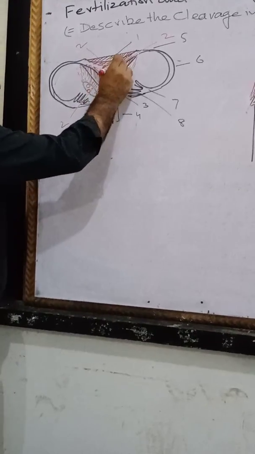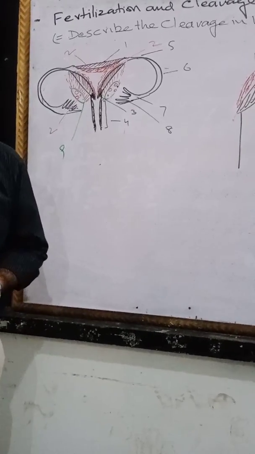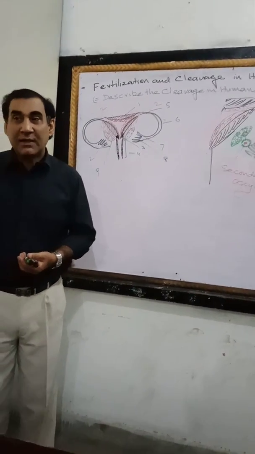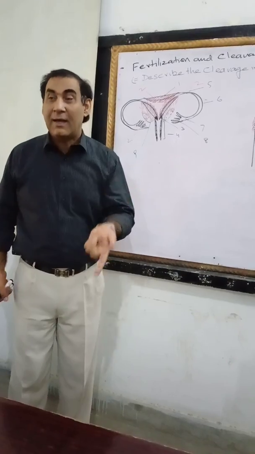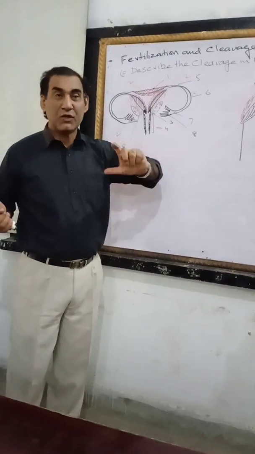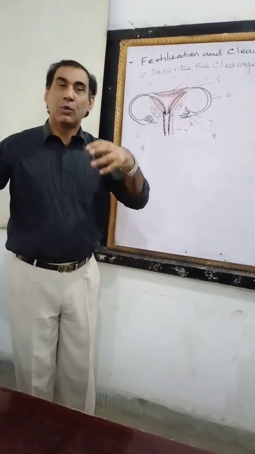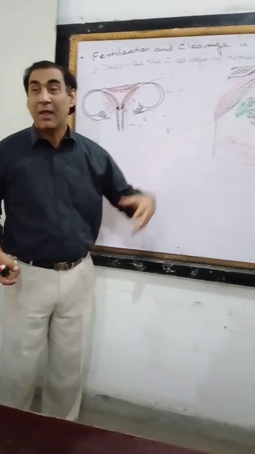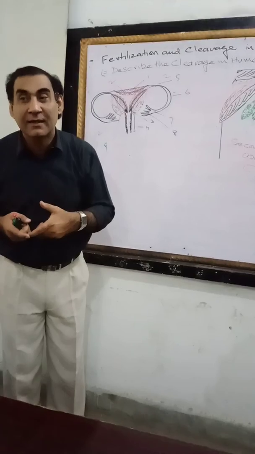If the fertilization occurs, then the zygote would be formed, and if the zygote is formed, what will happen? The cleavage would start, and that cleavage would result in the formation of the morula, and the morula undergoes changes, I will tell you later, and forms the blastocyst.